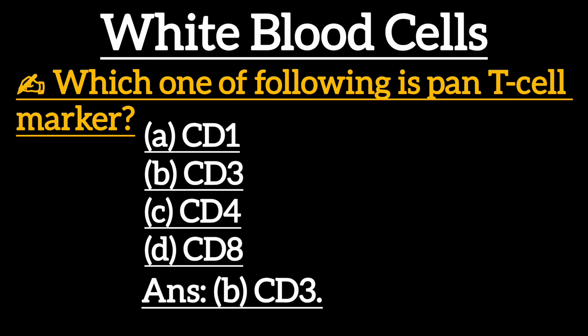Next one is which one of the following is a pan T cell marker? Option A, CD1. Option B, CD3. Option C, CD4. Option D, CD8. Correct answer is option B, CD3.